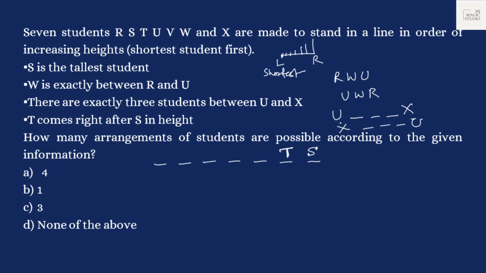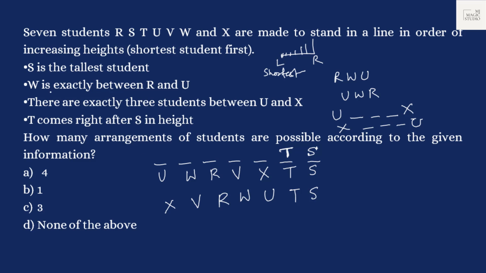Okay, U and this are making it like 5. We can have U here, X here, and 3 people in between. And then between U and R, we have a W. So we can have R here and W here. And then S, R, S, T, U, V. So this can be the pattern. First pattern, T and S are fixed. If I keep it like X, U and 3 people in between, and then R, W, and here we will have V. Okay, so we can see that we can have only 2 patterns possible.